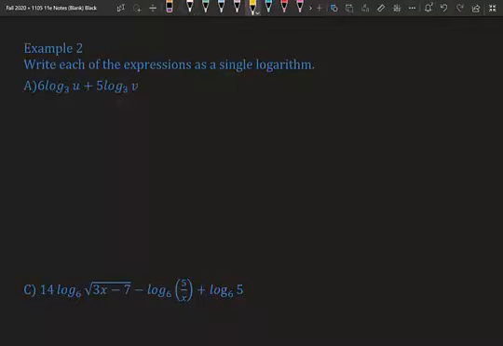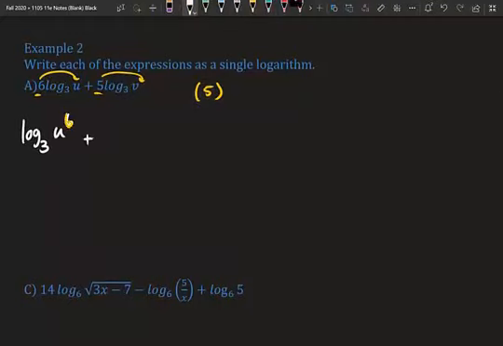So let's see. The first thing you want to do is, do we have any numbers in front? We do. Since we have numbers in front, we want to move them back. So we move them back using property 5. We'll have log base 3 of u to the 6th plus log base 3 of v to the 5th.